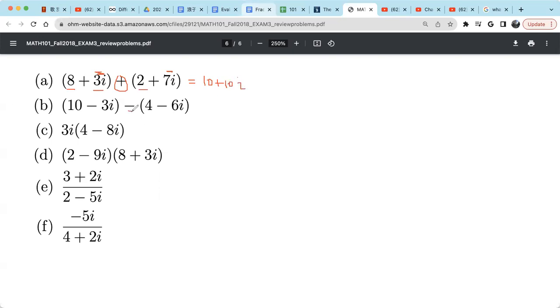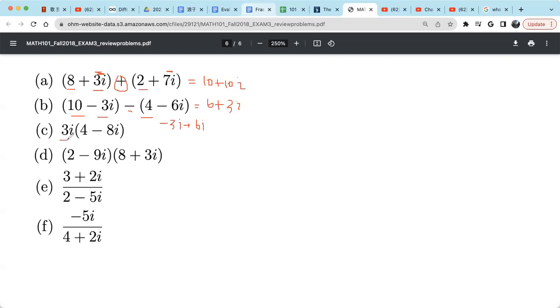Well, let's see subtraction. We do the same thing. 10 subtract 4, that's 6. -3i subtract the -6i, negative becomes positive. That becomes -3i plus 6i, which is positive 3i. So this becomes 6 plus 3i.